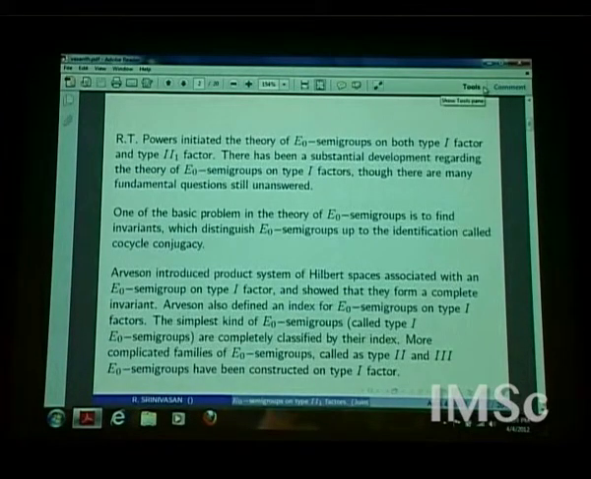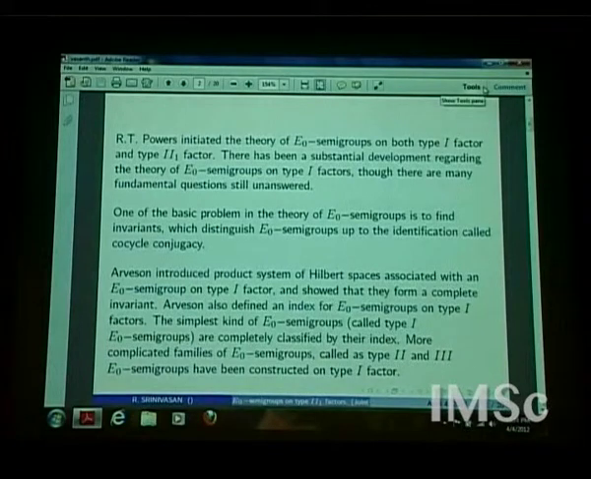The point is that on type I factors there are a lot of examples. Srinivasan, using his index, classified all these type I E0 semigroups on type I factors. And then more exotic, complicated examples of type II and type III have been constructed, and there is some progress, but there are many questions that are still not answered yet.